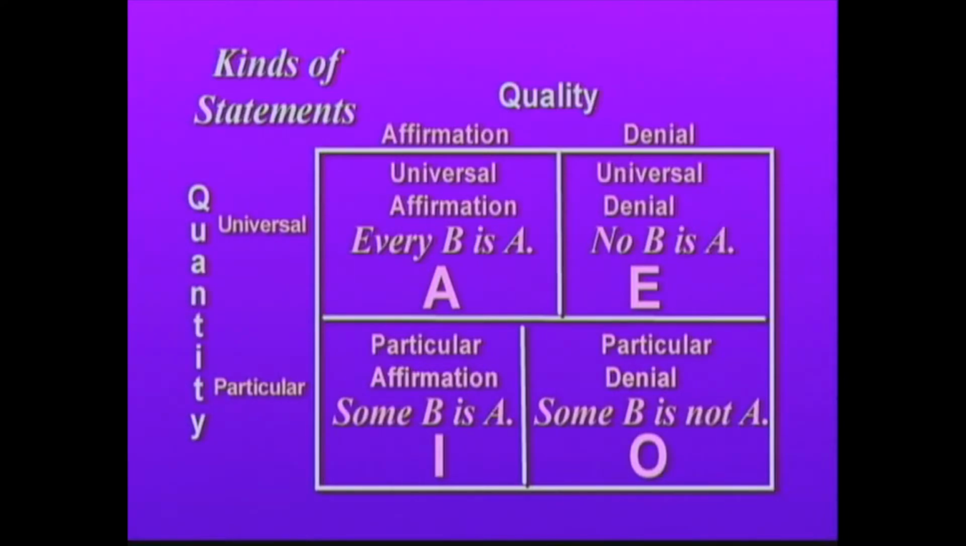Thirdly, we have the particular statement, the particular affirmation, an example being "some man is mortal," and it's put more generally as "some B is A," and it's symbolized by the letter I. And finally, we have a particular denial, "some man is not mortal." It is generalized by saying "some B is not A," and it is symbolized by the letter O, and it is in the bottom right-hand corner.